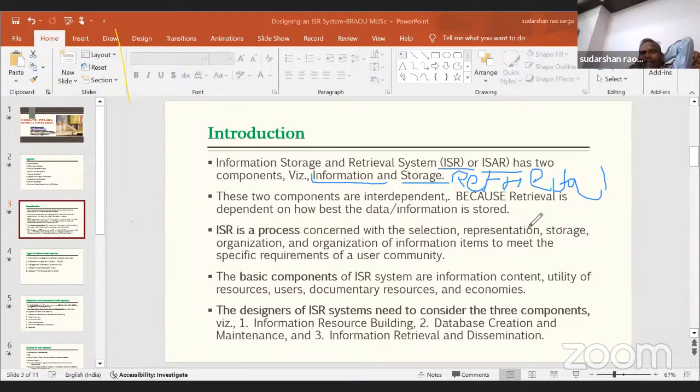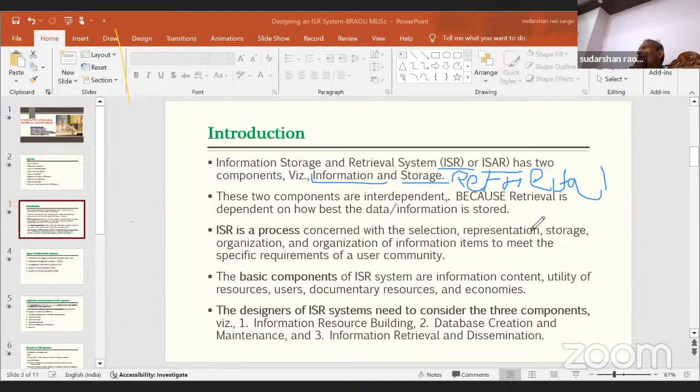Then of course retrieval is dependent on how best the data or information is stored. If you can store information in a better way, retrieval will be fast enough. For example, while arranging things in my home, I have chalks, pens, pencils, an ink pen, a comb, cloth, and some other things, and if you put all in a single box, retrieving is difficult, isn't it? If you make some compartments and put all pens at one place, pencils at one place, erasers at one place, then retrieving is easy.